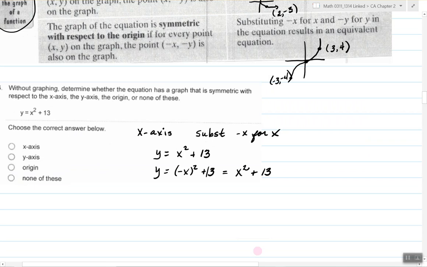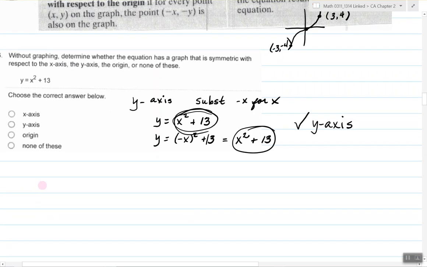All right, I'm so sorry. I wrote x, and yet I'm working on y. So with the y-axis, you substitute negative x for x. This is identical to this, so it has symmetry with respect to the y-axis. Now let's test the x-axis.